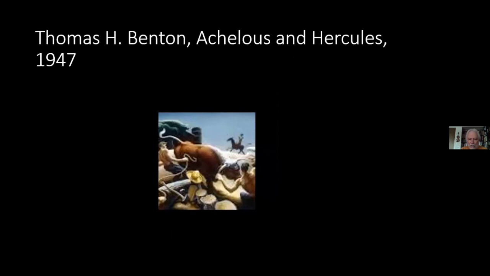And another classical subject, and here's one of them that's a little fuzzy because of the way I blew it up. Achilles and Hercules, and Hercules is taking on his great job of taming this bull, but here he's dressed in jeans instead of a toga and setting it in the American West.